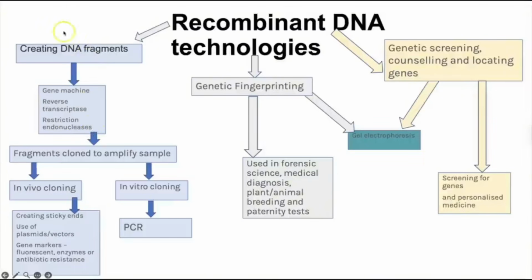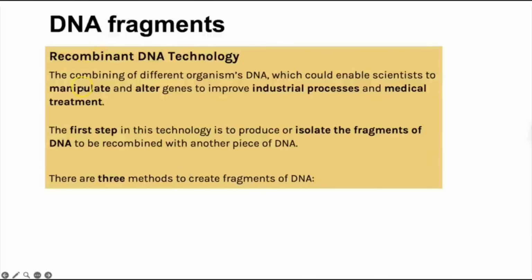Once you've isolated that gene of interest, we then need to get lots of copies of it before we go on to try and insert it. You can either get large numbers of copies in vitro, which means outside of the body, using PCR, polymerase chain reaction, or you can do in vivo cloning, which means making large numbers of copies of that gene inside of a cell. That's typically done inside a bacteria, and here's all the processes how. So that's a very brief overview. Let's go into it in more detail, starting with how we create these DNA fragments.